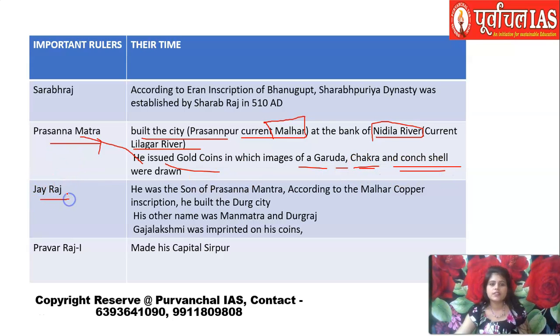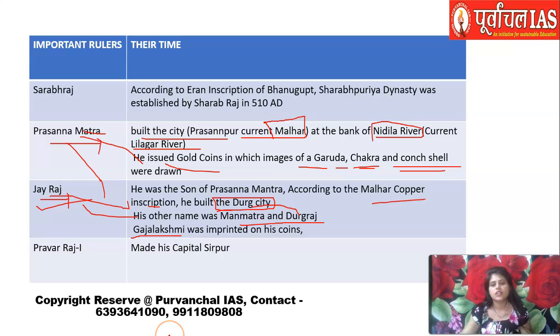Then the ruler came known as Jairaj. He was the son of Prasannamitra, and according to the Malhar copper inscription, he built the city known as Durg. The current city Durg, who has built it? It was built by Jairaj, the son of Prasannamitra. Okay? This particular ruler Jairaj has other names also, such as Manmatra and Durgraj, because of course he built the city of Durg. And the coins that he issued had a print of Gaj Lakshmi. Goddess Gaj Lakshmi has been printed in the coins of Sharapuriya ruler Jairaj.